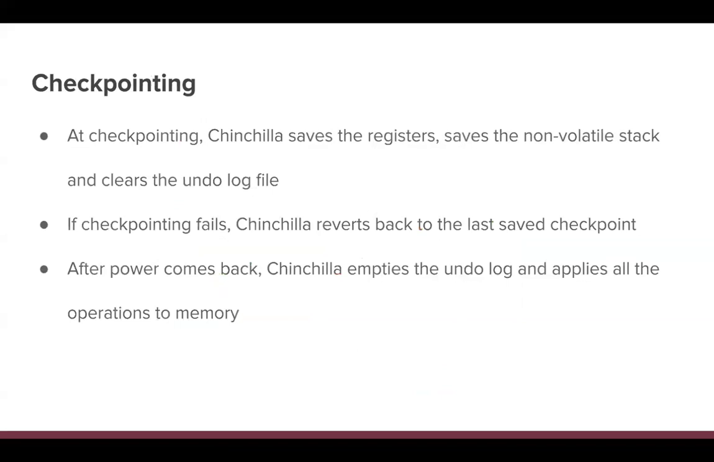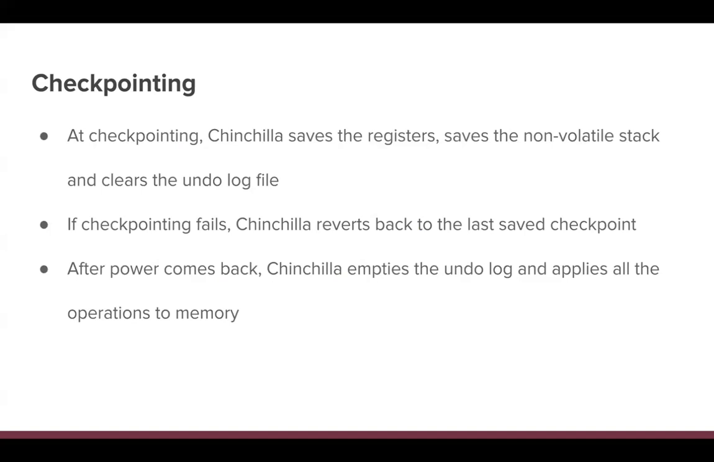So let's understand how checkpointing works in Chinchilla. At checkpointing time, Chinchilla saves the registers, saves the non-volatile stacks, and clears the undo log file. The reason the undo log file is cleared is that whatever non-committed or partially committed writes were in the undo log file are actually saved at the checkpoint. So whenever the checkpoint is saved, that means the state prior to it has been covered and the undo log file can safely be cleared.